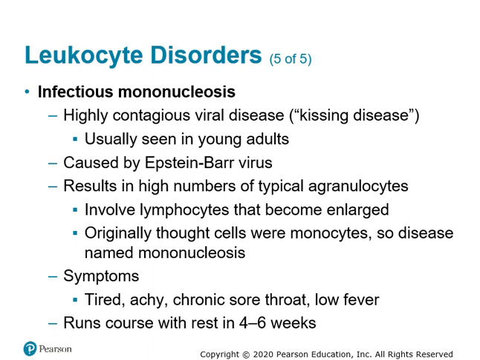All right, let's also look at infectious mononucleosis, which is also known as the kissing disease and is caused by Epstein-Barr virus, or the EBV. It's highly contagious, usually seen in young adults, and has symptoms that are kind of like the flu: tired, achy, chronic sore throat, low fever, and can last for 4 to 6 weeks with rest. Now, we originally thought that the cells affected in infectious mononucleosis were monocytes, hence the disease name, mononucleosis. But it's actually the lymphocytes that are involved and become enlarged and non-functional.